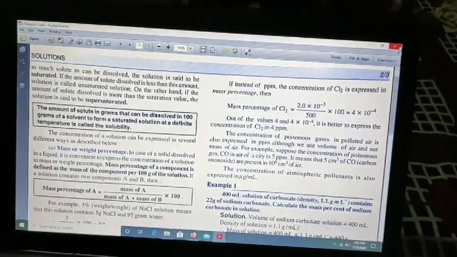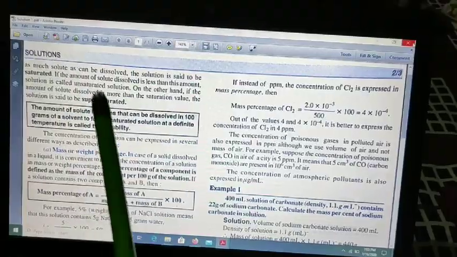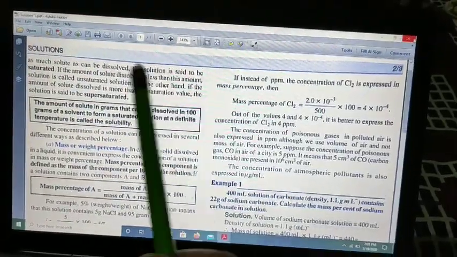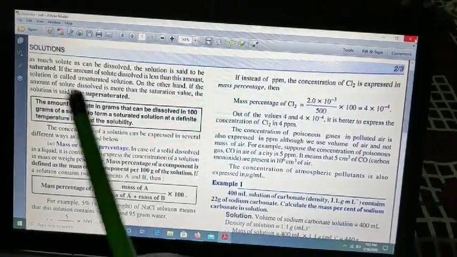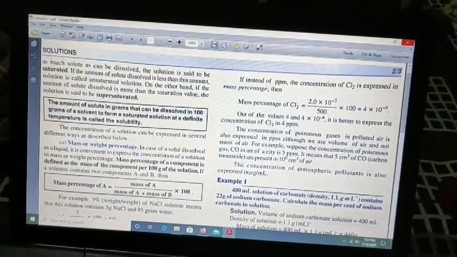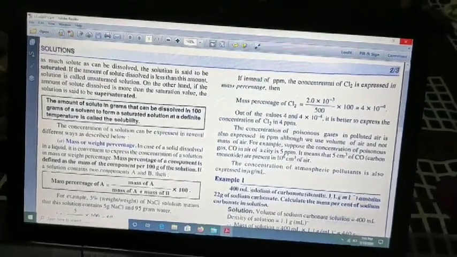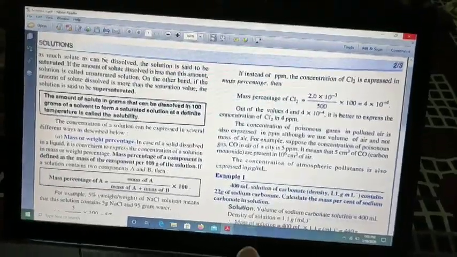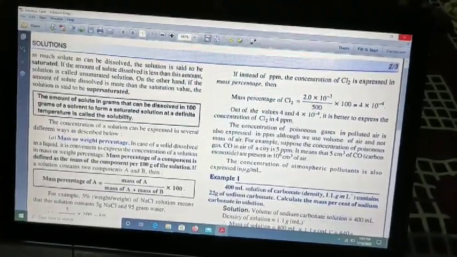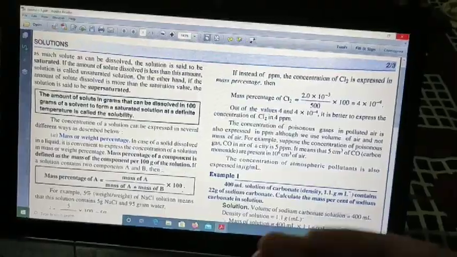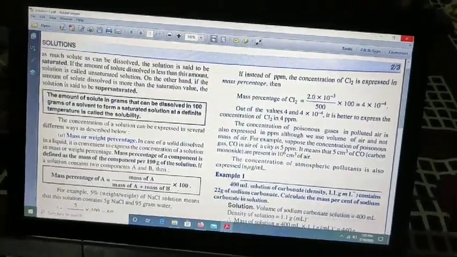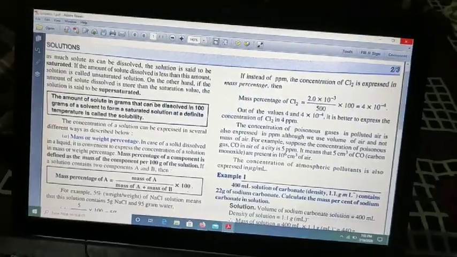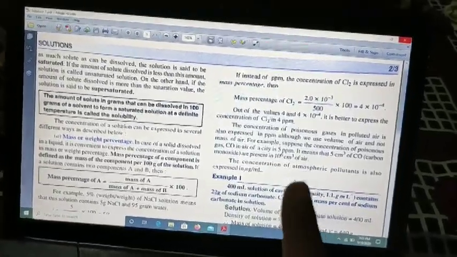So solubility is defined as the amount of solute in grams that can be dissolved in 100 grams of a solvent to form a saturated solution at a definite temperature. So whatever amount of solute you take in gram, that can be dissolved in 100 gram of a solvent to form a saturated solution. That means no further solute can be added to that solution. At that fixed temperature we call it solubility. Each substance has its own solubility.